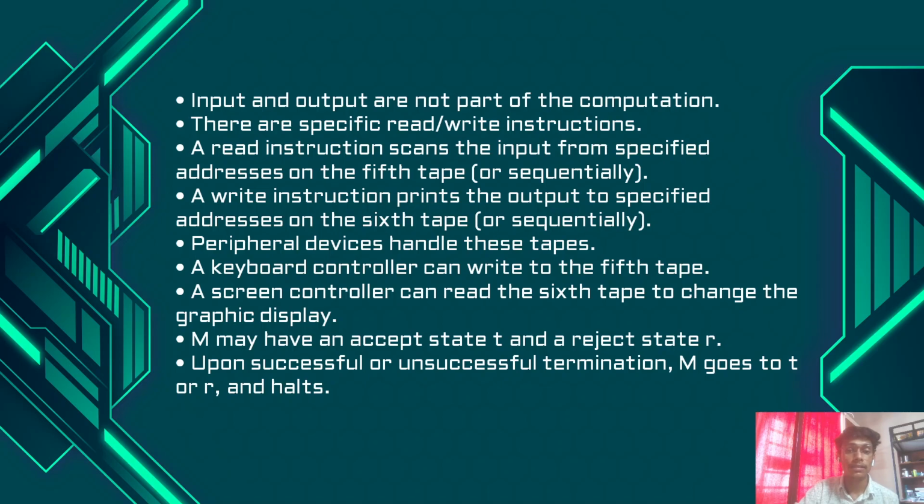Now peripheral devices handle these tapes. The keyboard controller can write the fifth tape. The screen controller can read the sixth tape to change the display graphics. M may have an accept state T and a reject state R. Upon successful or unsuccessful termination, M goes to T or R and halts, meaning it ends the program.